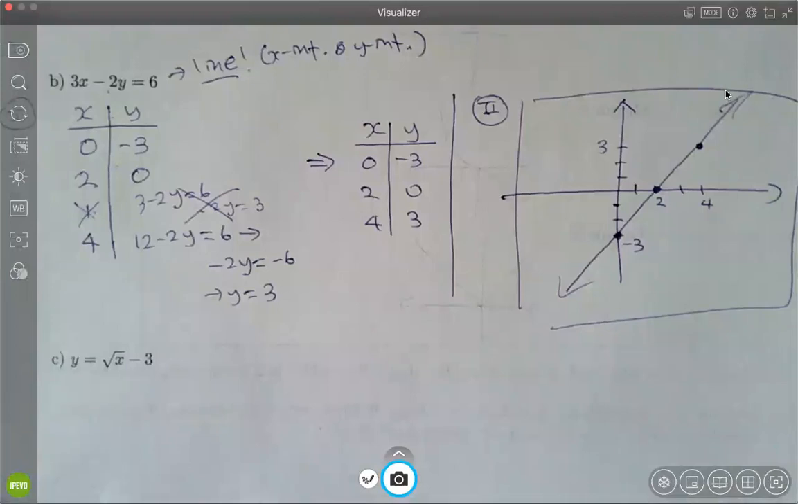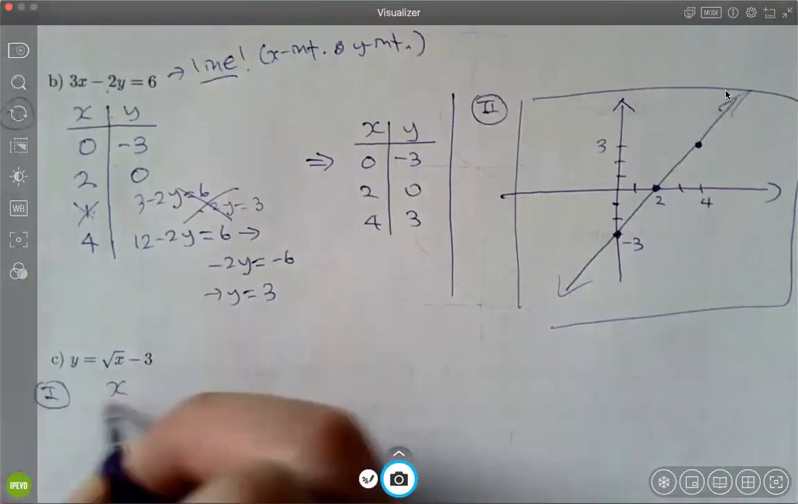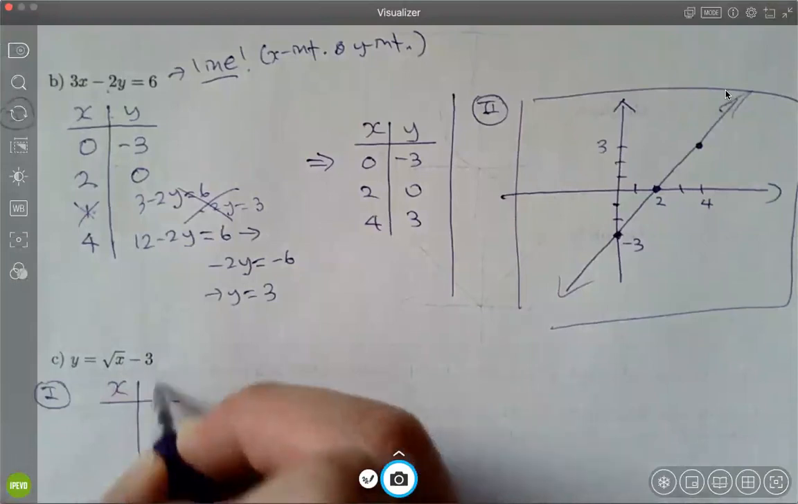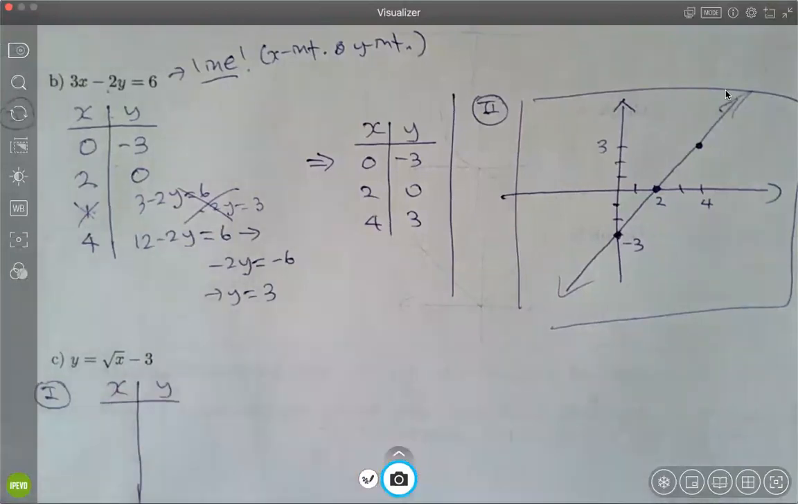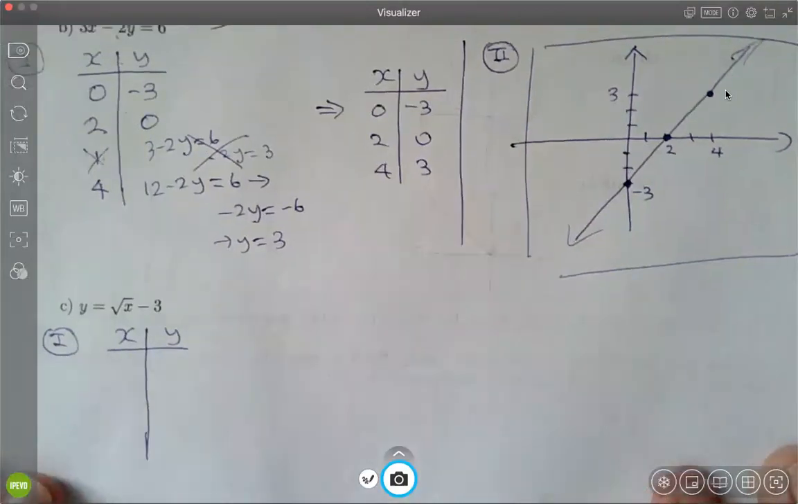Okay? So now, here, we have a square root. Okay, so we have to be, again, a little bit careful. Here, we will not end up with fractions when choosing the right x values, but what we may end up with is what? We may end up with the square root that's being survived.